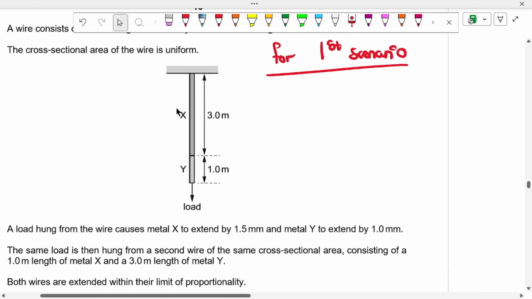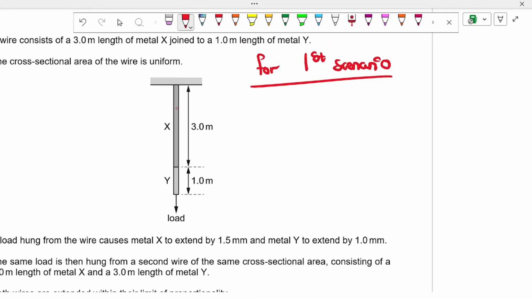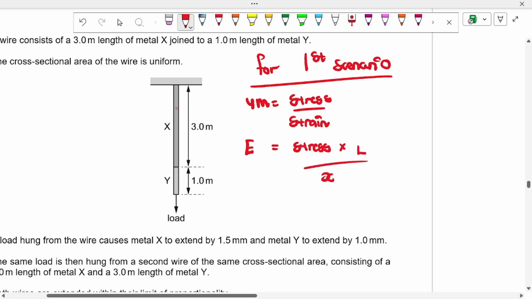For the first scenario, I basically know that the Young modulus is equal to stress over strain. I'm only given strain information here. I'm given the extension and I'm given the length, right? So the Young modulus, I can represent by E. E is equal to stress times strain inverted: L over X, because strain is X over L, that flips to L over X. So this is the equation that I'm going to be using for the whole question.